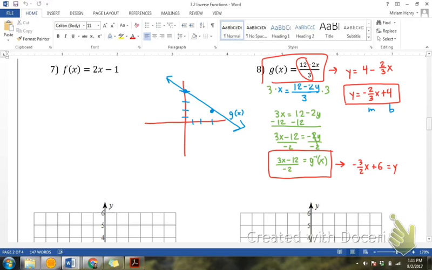Okay. So this time I'm going up 6, making my point. And then I'm going down 3 and over 2. Down 3 and over 2. And this is my g inverse of x graph.